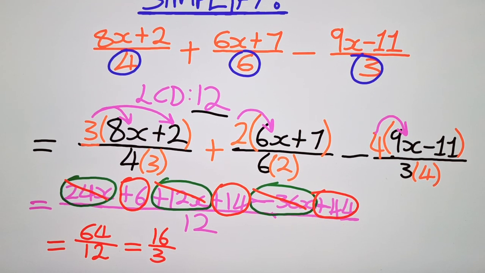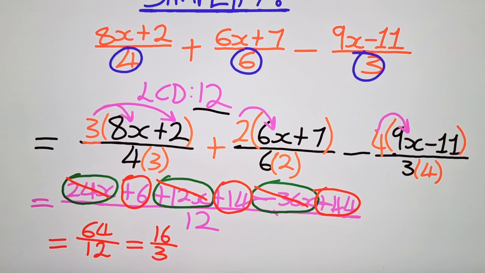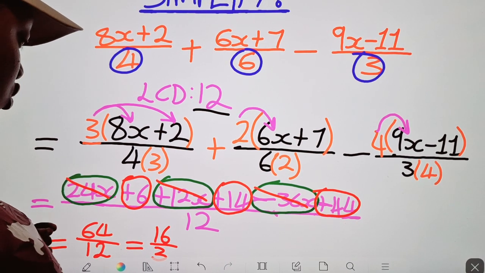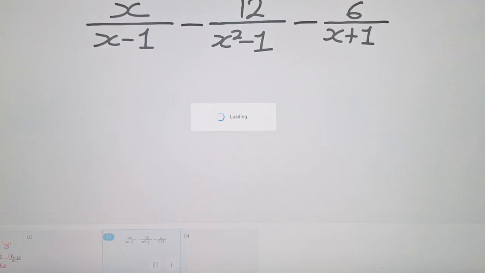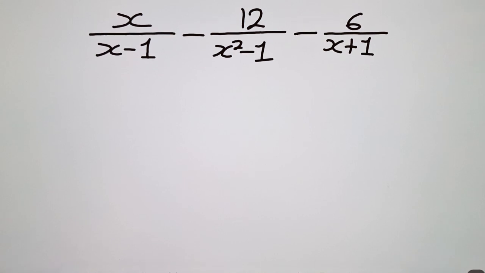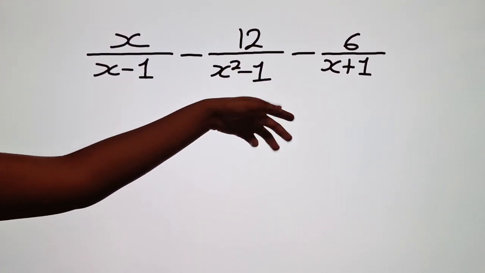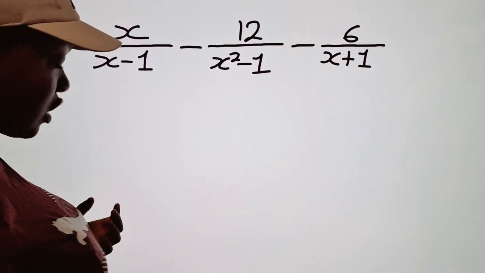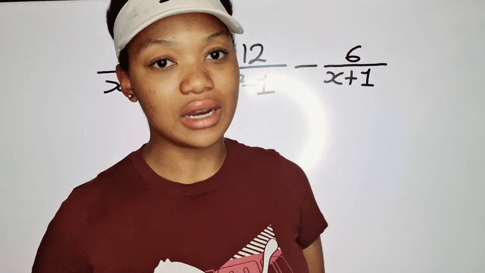Okay, I have another question that I'm going to do with you guys. It's also simplified, but our denominators are quite a bit different. This is the one, you see it: x over x minus 1, minus 12 over x squared minus 1, minus 6 over x plus 1. So this is the other fraction that we have.